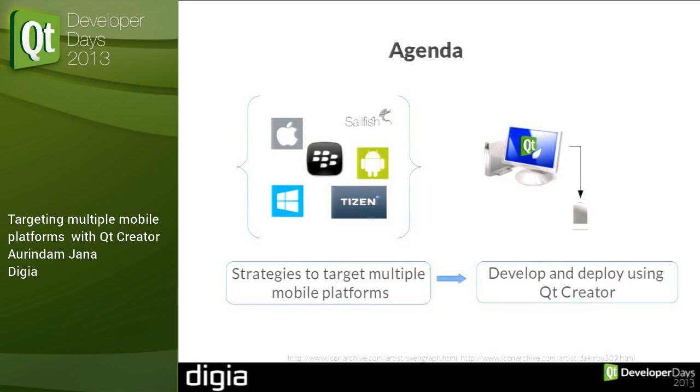So my agenda is basically a 2-part agenda. First, I talk about strategies that you need to focus on if you are targeting mobile platforms. What are the things that you need to consider, because the desktop and the mobile world are quite different. And then I talk about how you can develop and deploy using Qt Creator. How do you set up a development environment, basically. You can ask questions in between, and if we have time at the end, we'll also take questions at the end.